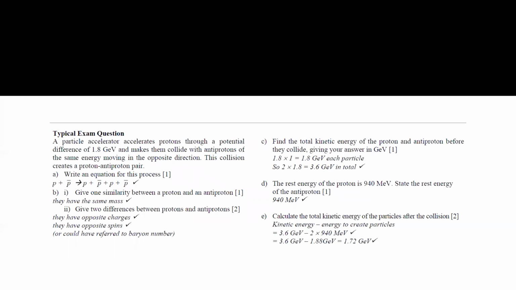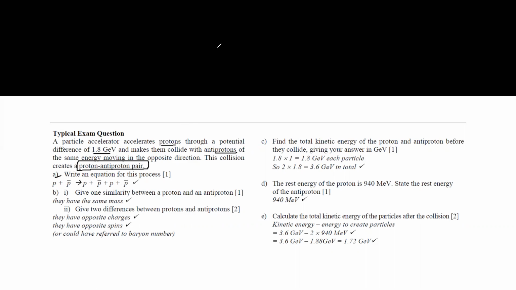So for example, a particle accelerator accelerates protons through a potential of 1.8 giga electron volt. This is a voltage, 1.8 giga electron volt. And it makes them collide with antiprotons. So basically a proton and antiproton collide with each other, with the same energy but in opposite directions. The collision creates a proton and antiproton pair, like here you can see. So what happened is there's another proton and antiproton pair.